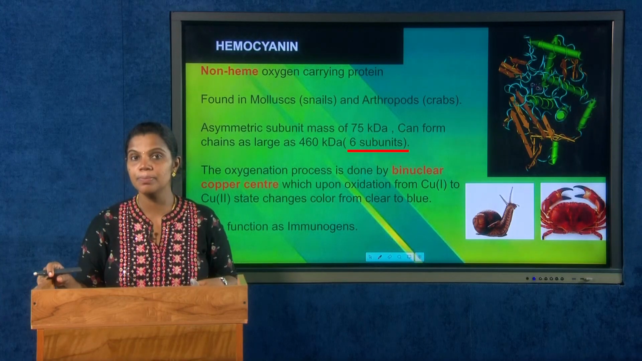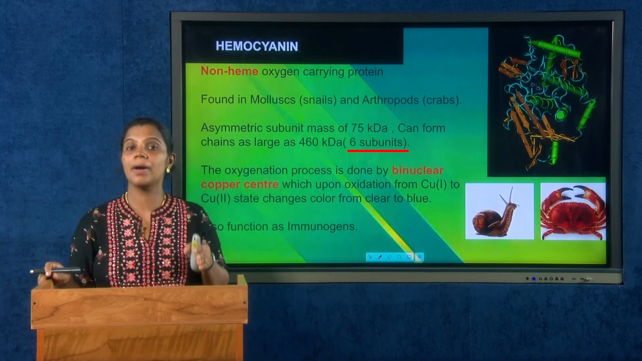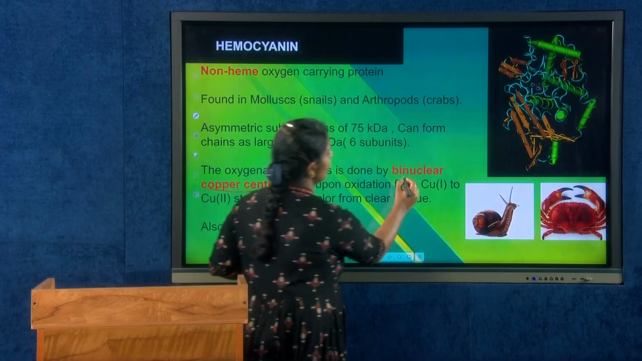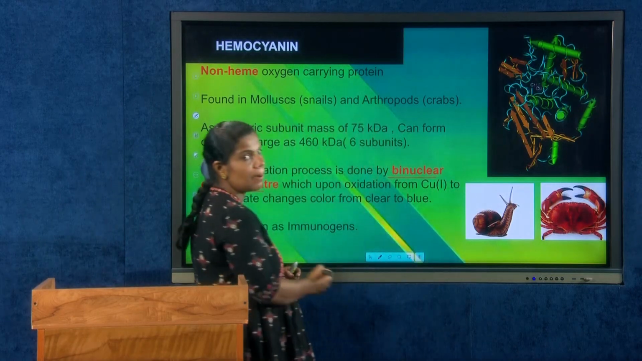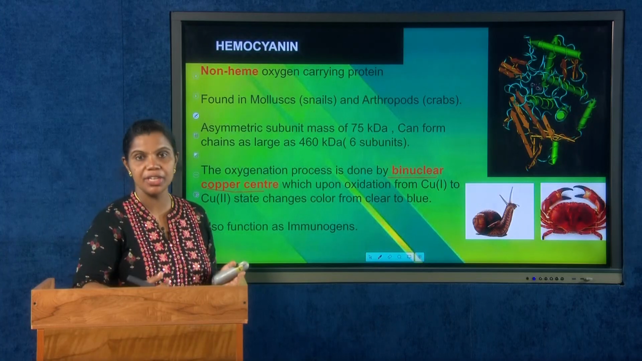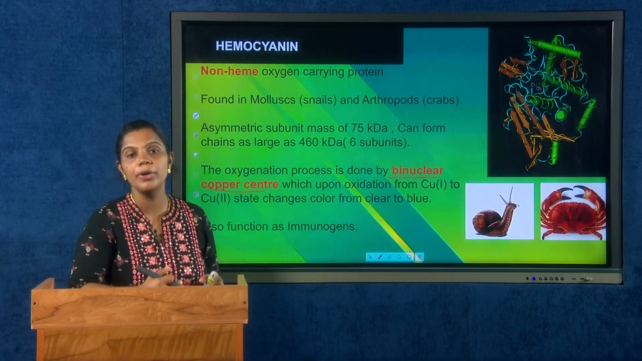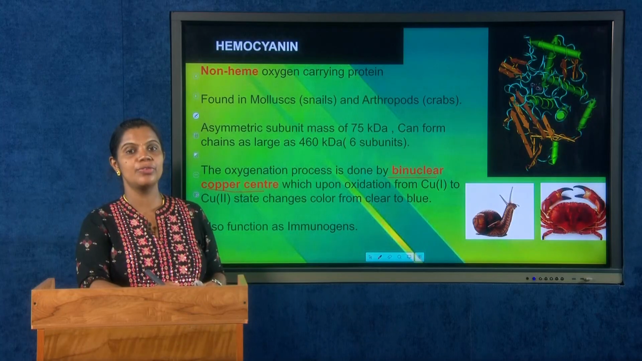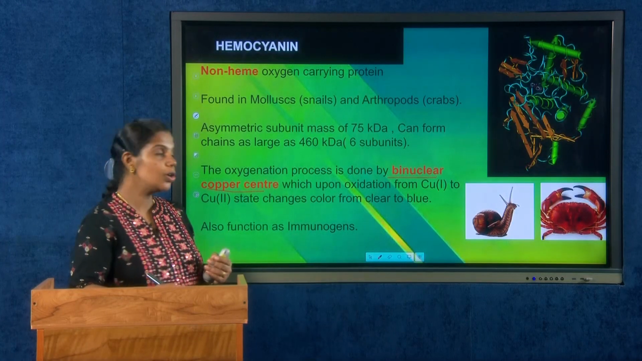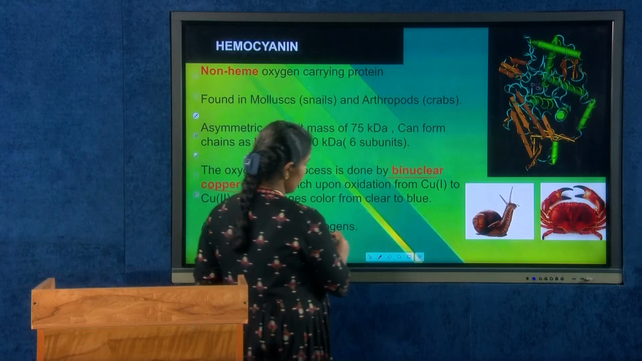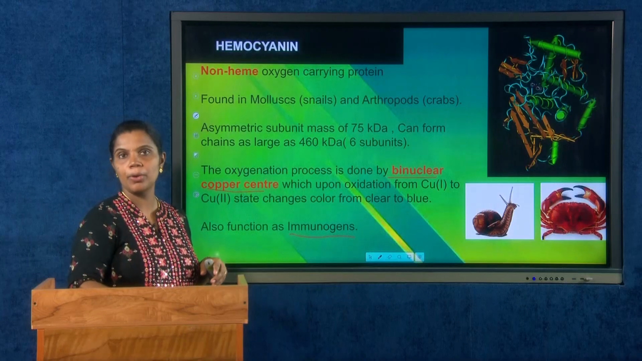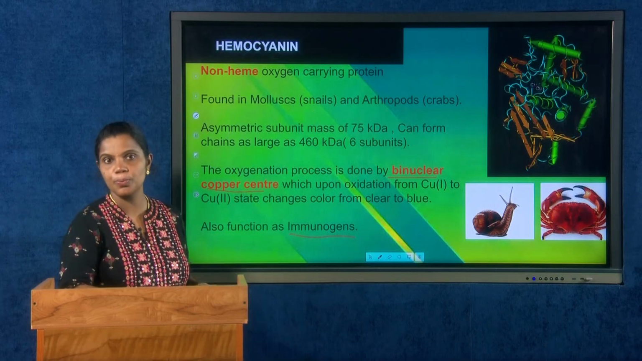The oxygenation process is done by a binuclear copper center, which upon oxidation from copper 1 to copper 2 changes the color from clear or colorless to blue. It also functions as an immunogen. So, hemocyanin is the oxygen carrying protein in mollusks and arthropods.